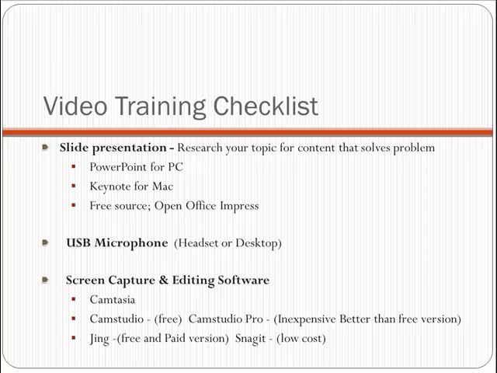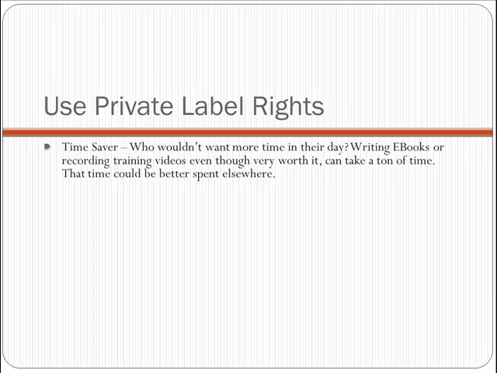Cam Studio is free. If you're not going to go with Camtasia, I would go with Cam Studio Pro. It's inexpensive and better than the free version. You can go with Jing. They've got a free and a paid version, but especially with the free one, you're going to be very limited in what you can do. I prefer Camtasia over them. You can use Snagit, which is a really good low-cost tool. I recommend that you check that one out if you're not going with either Cam Studio Pro or Camtasia, which is my recommendation.